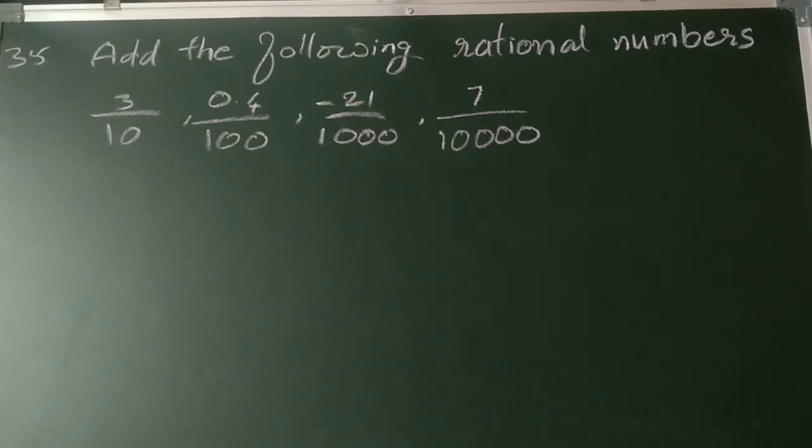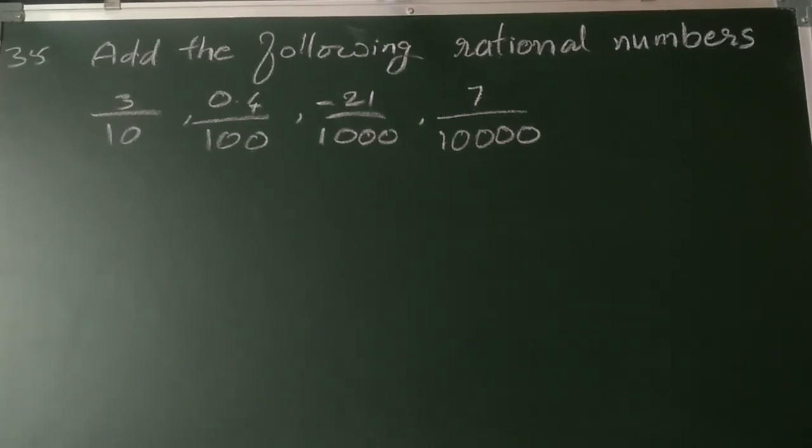35th question. Add the following rational numbers. Here they have given 3 by 10, 0.4 by 100, minus 21 by 1000, and 7 by 10,000. If we apply the logic, then we can do addition or subtraction in an easy way. If the denominators are equal, then I can do it in a very easy manner.